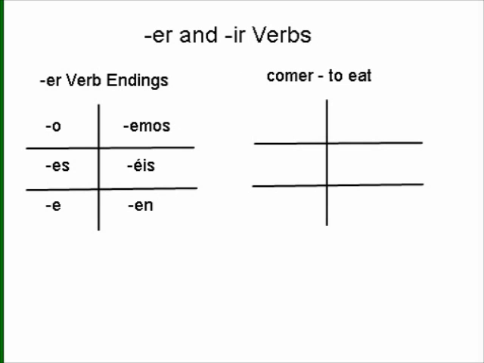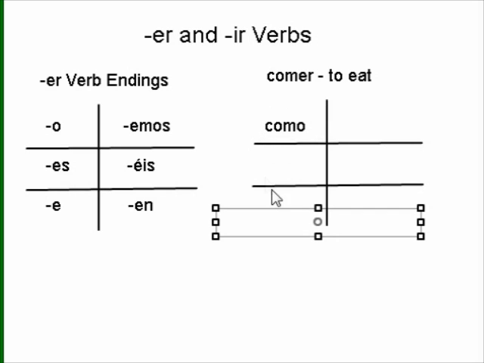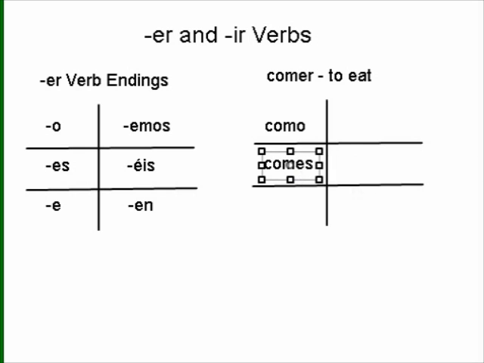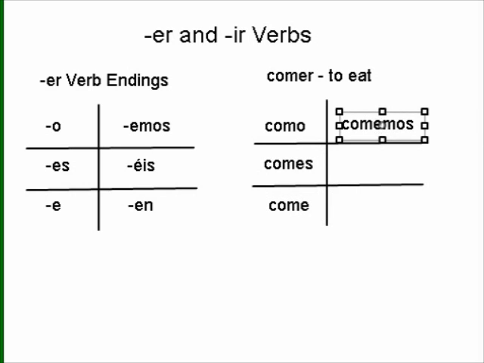Let's look at a sample verb, comer, which means to eat. Our first step is going to be to take the verb comer and cut off the ER. Then all we have to do is add our new endings based on the verb chart. So we get como, comes, come, comemos, coméis, and comen.